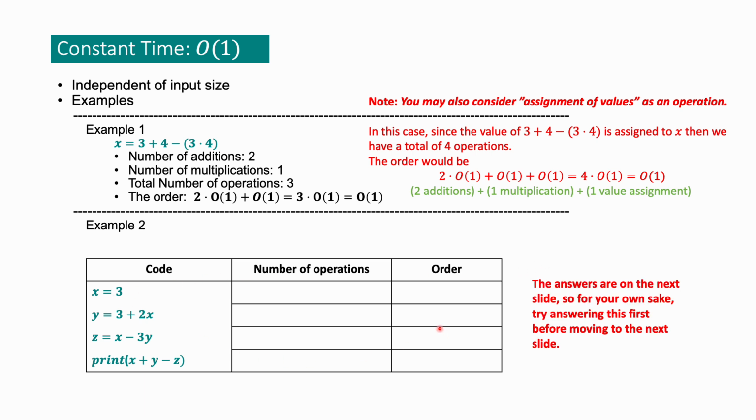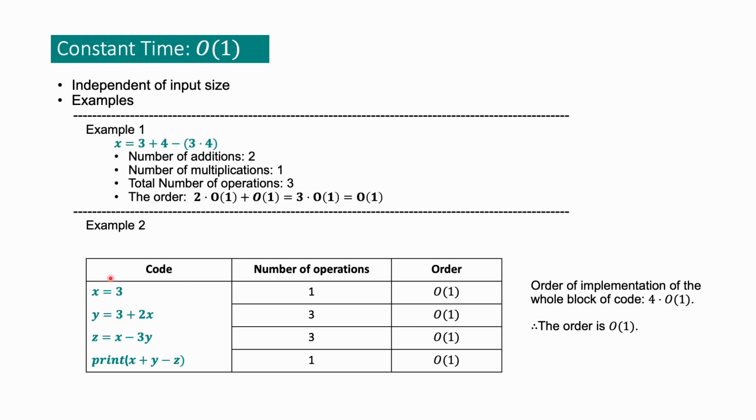Study this first: pause the video and study this, and check your answers in the next slide. So for example, x equals 3: you only have one operation, which is assignment, so O of 1. For this case, 3 plus 2x, you have multiplication, which is 1, addition, which is 1, so that's 2, and assignment is 3, so that's still O of 1. 3 times O of 1 is O of 1.